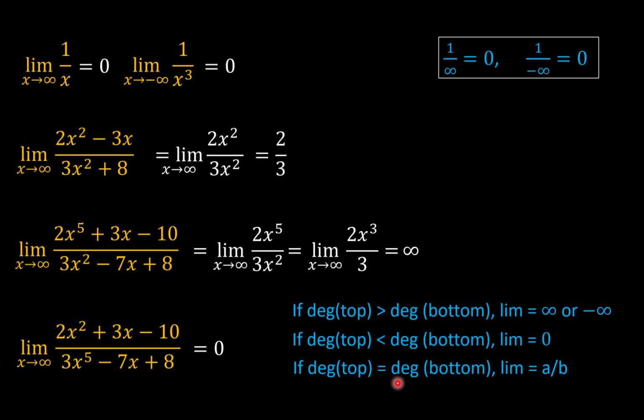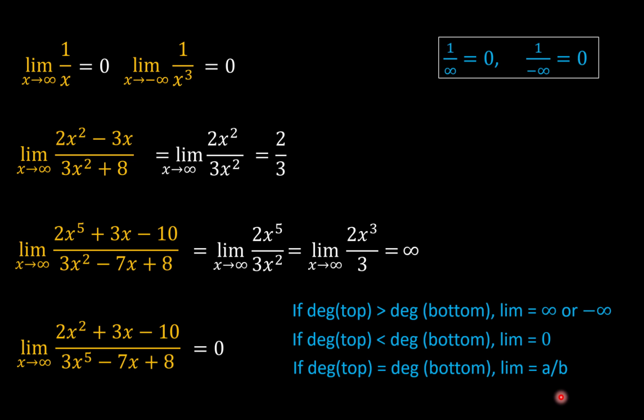If the top and the bottom have the same degree, just like this example here, then what happens is that you're going to cancel out those x to the nth power here, and then you just look at the coefficients of the leading term. So the answer is just the ratio of the coefficients, which I denote by a over b.